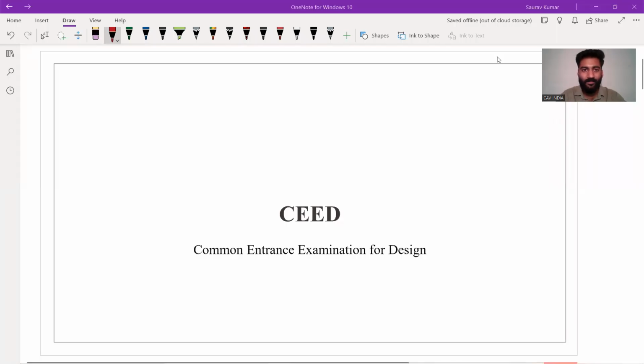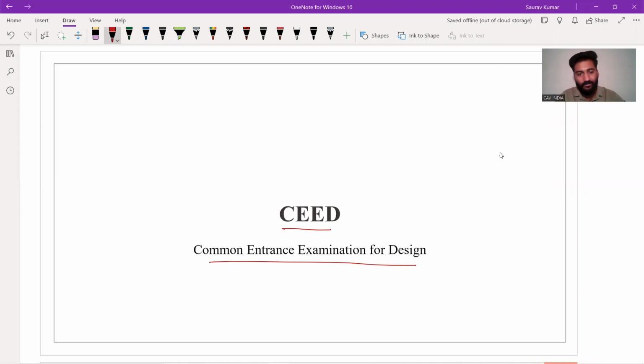Hello everyone. So today we'll talk about this exam that is CEED, Common Entrance Exam for Design. And in today's discussion, we'll talk about the details of this exam, what all colleges you can get, what is the exam pattern of this exam, what all parameters this exam assesses, and then towards the end we'll discuss how we can assist you in your preparation for design exam.